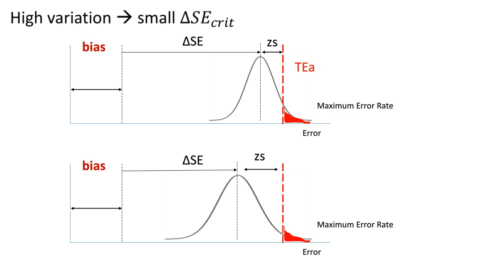In the lower panel, the variation is much larger and the mean must be further from the boundary to keep the serious error rate below the maximum. The point is the critical shift size decreases with variation. So you're probably thinking, so what?